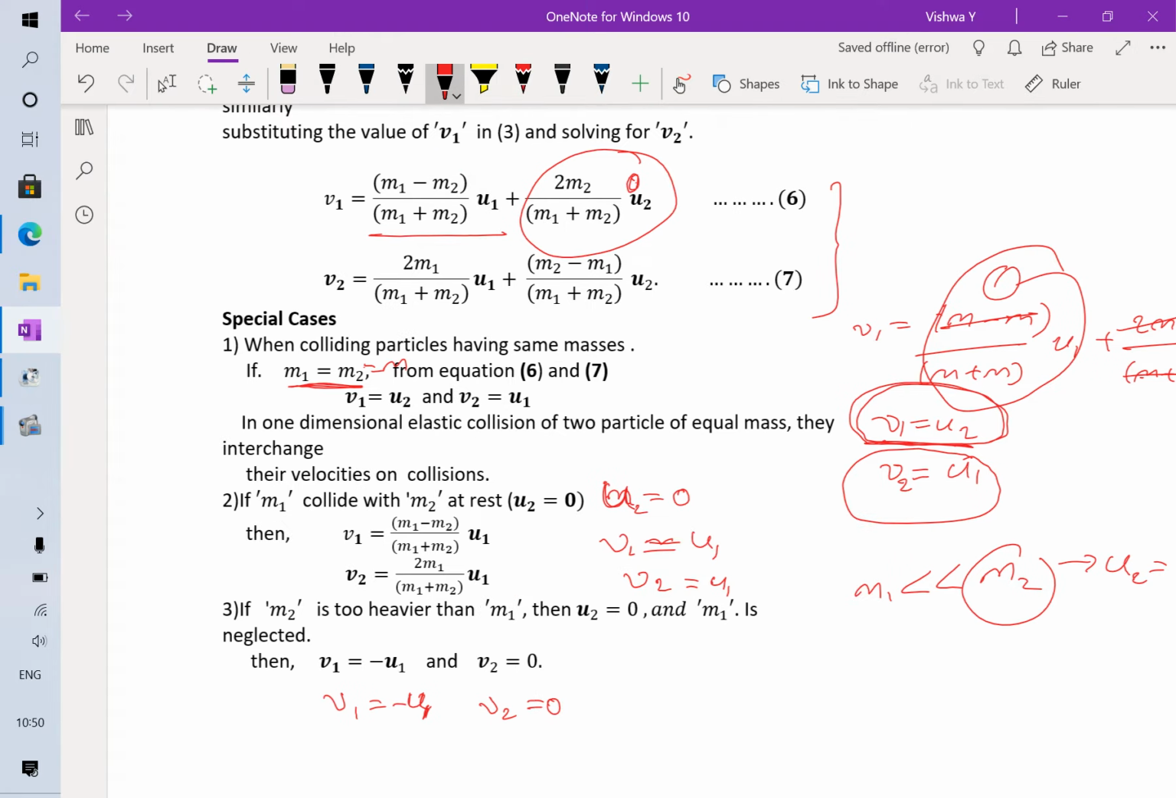Next class, we are going to discuss an important concept, that is collision in two dimensions. Okay? Thank you.